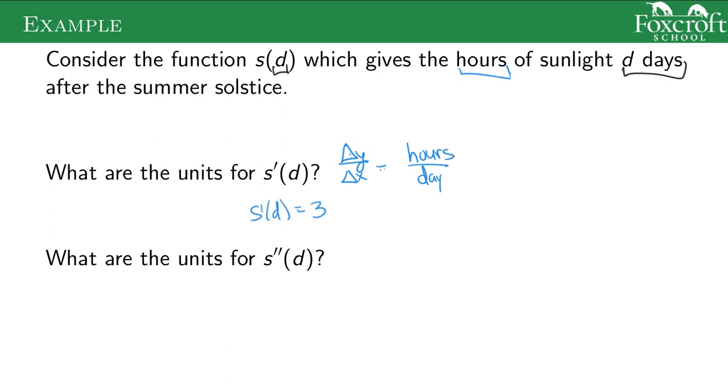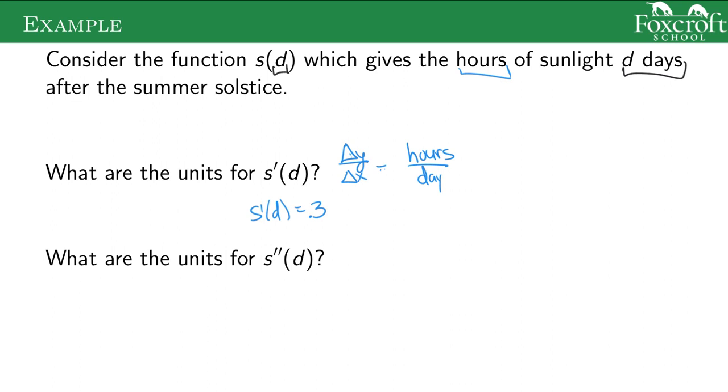So if I found this value, say it was like 3, that means my amount of sunlight is changing by 3 hours per day. That's a lot. Maybe it's like 0.3 hours per day or something like that. It's because as I get farther away from the solstice, I'm going to change the amount of hours of sunlight each day. And what are the units for s double prime of d?